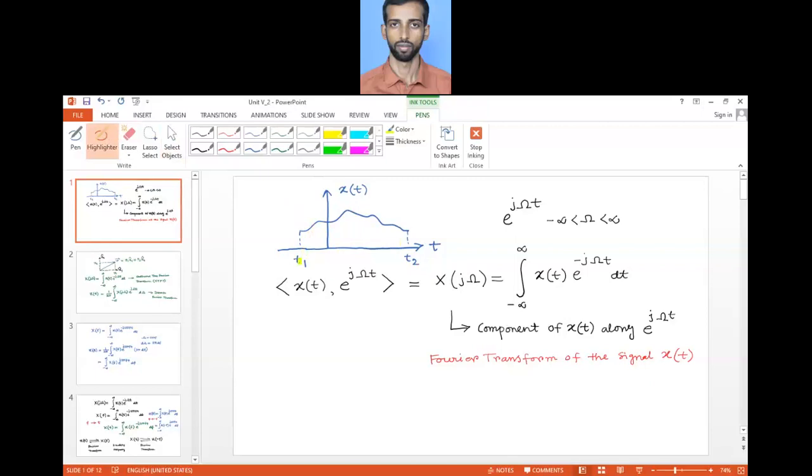If I extend t1 towards minus infinity and t2 towards plus infinity, something like that. So that is a signal at our hand, and we would like to know what are the different frequency components present within that particular signal.